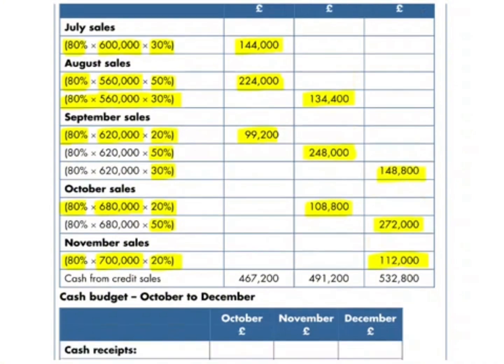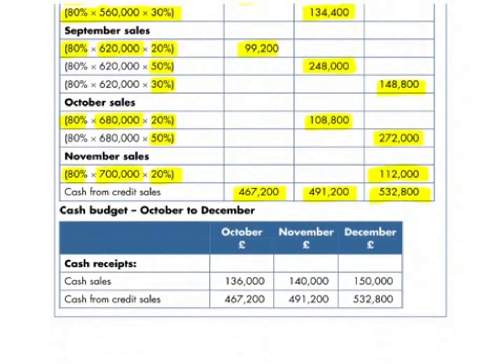If we add it together, our total receipts from credit customers in October is £467,200. Our total sales receipts from credit customers in November, £491,200. And our total credit receipts in December is £532,800. We then add those credit receipts to the cash receipts to find out our total receipts from sales for each of those 3 months.